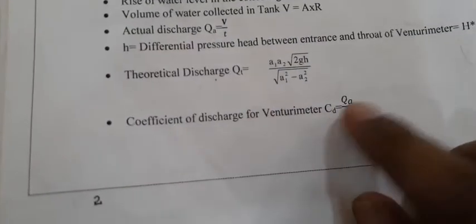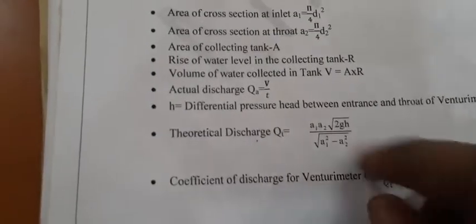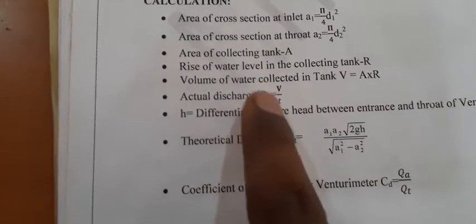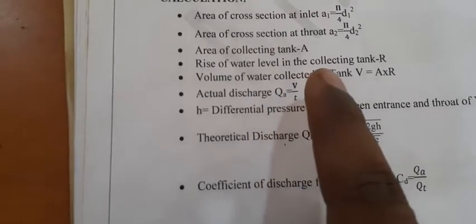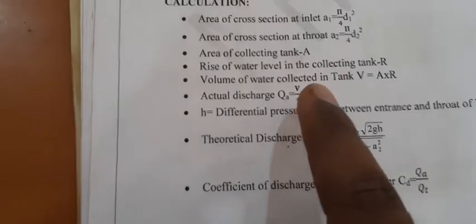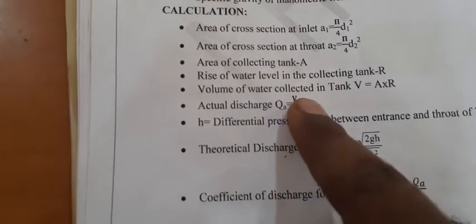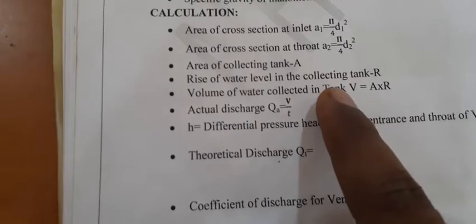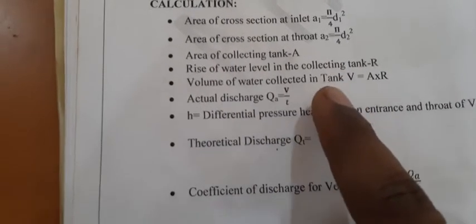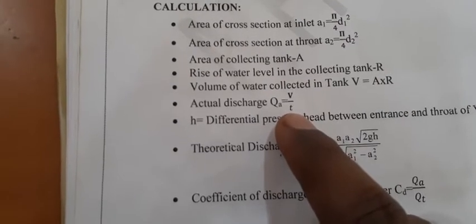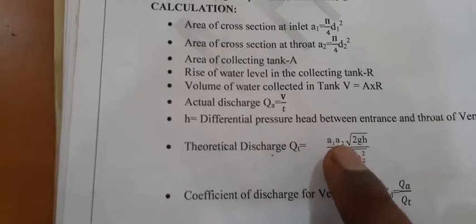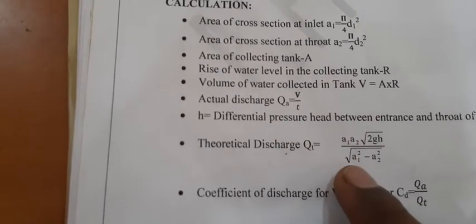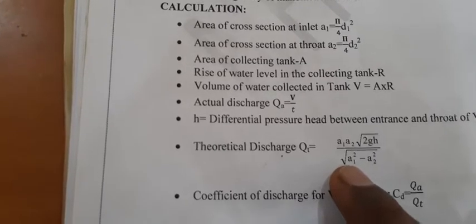You can see here, this is the formula for the coefficient of discharge, actual by theoretical. How to find actual? Actual discharge is V by T, where V is A into R. So actual discharge is area into rise divided by time, where area is the area of the tank, 0.125. Rise is 0.1, because the rise is 10 centimeter. Time taken is 43 seconds. So you will get the actual discharge. How to find the theoretical discharge? It is A1 A2 square root of 2gH divided by square root of A1 square minus A2 square.